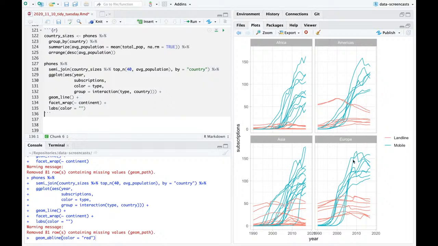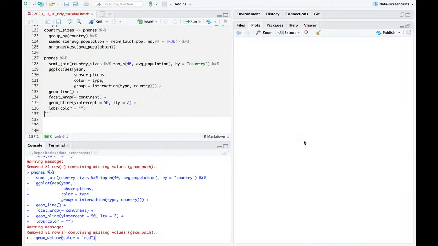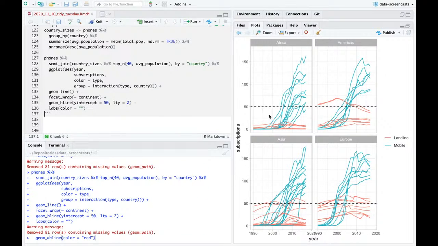Well, one I can say is when did it cross the 50 per 100 people point. So for instance, here's a horizontal line, y-intercept is 50, color black, with lty 2, that's a dashed line. What I can say is when did the country cross over the 50% point? That gets at the idea of, okay, when did mobile start surging? So I'm particularly interested in when did mobile cross 50%.